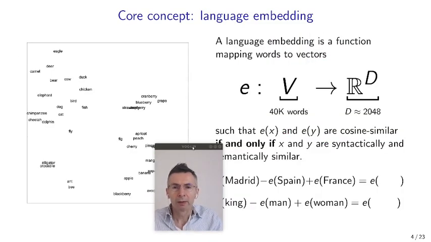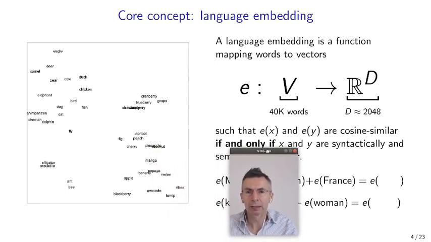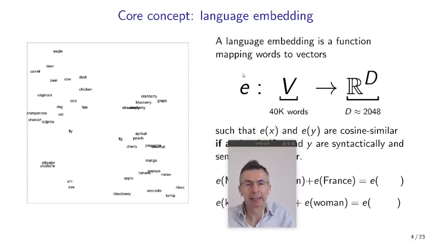Okay, so the first core concept is the so-called language embedding. A language embedding is a function which takes a word, so we've got 40,000 words in the vocabulary here. It takes a word and it returns a d-dimensional vector. Here d is, again, that number 2048. So we're going to return a vector of length 2048, a vector of real numbers.